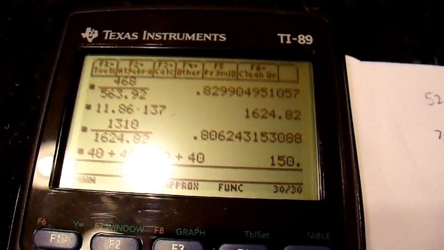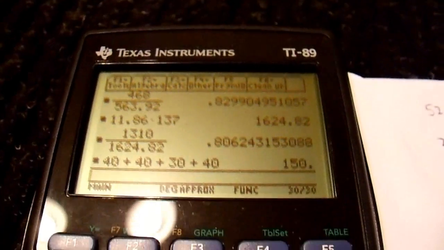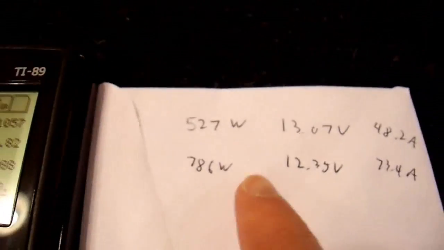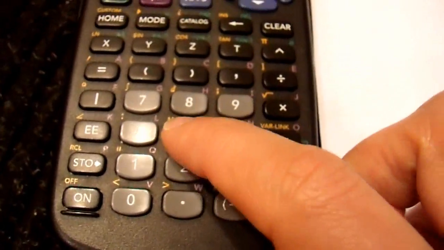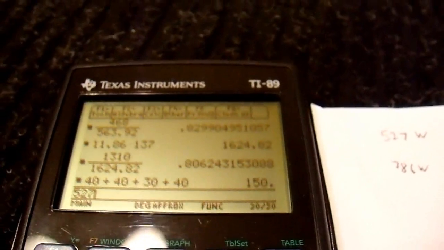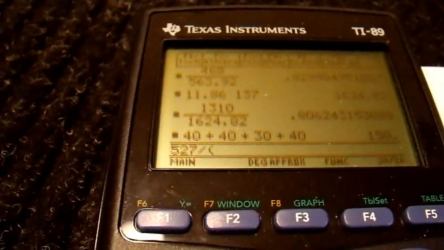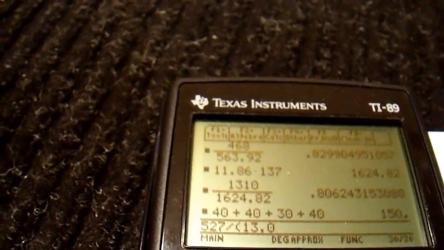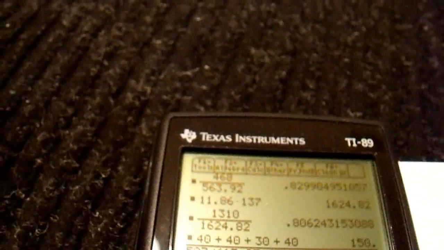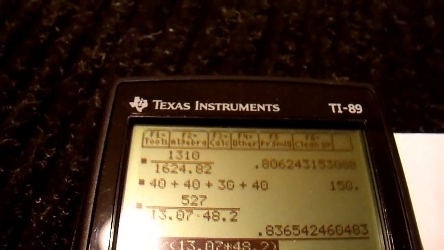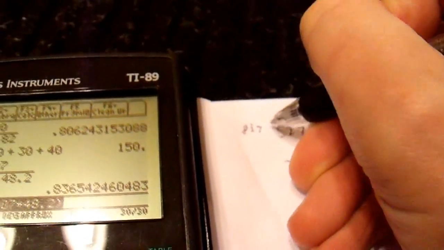And I've had people ask me, how do you calculate efficiency? So I'm going to show you how to do that on my old TI-89 calculator here. Basically it's just output power over input power. So here we have 527 watts. And our input power is volts times amps, so 13.07 times 48.2. So we'll divide 527 by 13.07 times 48.2, and that will give us efficiency. 83.7%. So I'll write that down. And I'll do the next one.